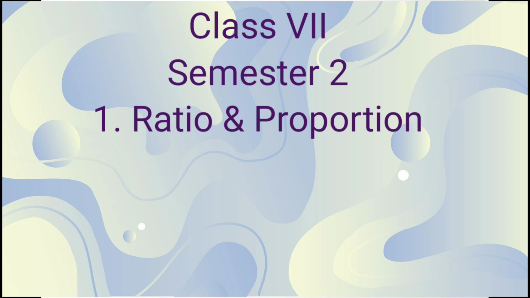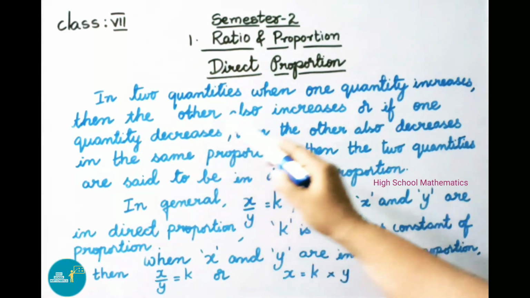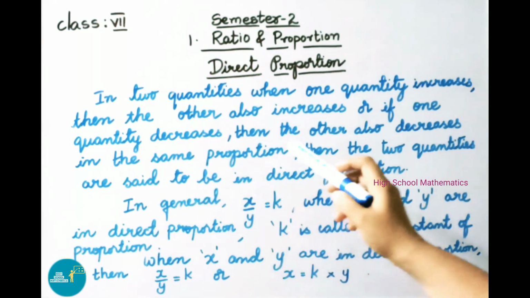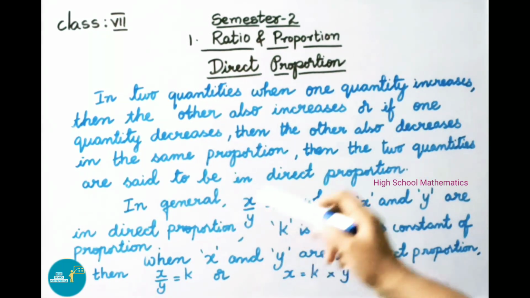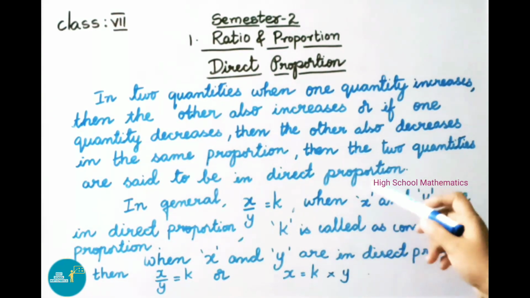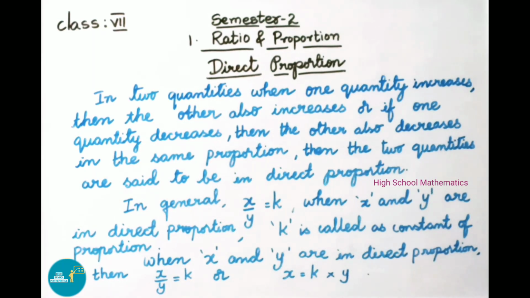Today we are going to see Class 7 Semester 2 first chapter Ratio and Proportion, Direct Proportion topic. See here, in two quantities when one quantity increases then the other also increases, or if one quantity decreases then the other also decreases in the same proportion, then the two quantities are said to be in direct proportion.